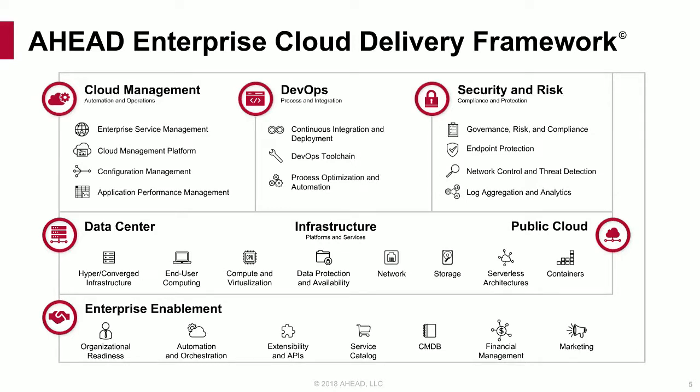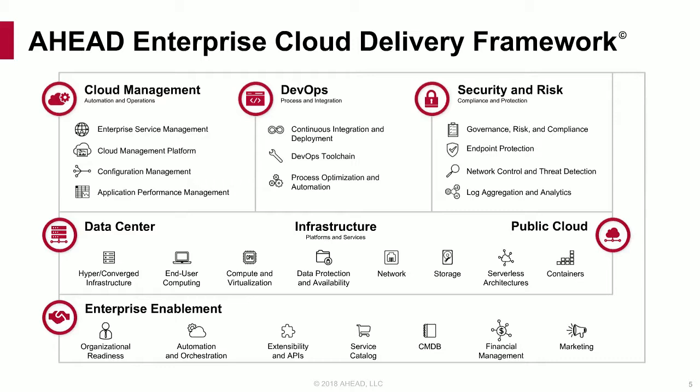So to begin with, let's start with why Terraform, and we'll start with our AHEAD Enterprise Cloud Delivery Framework. This is a blueprint that we work with when we work with all of our customers across cloud, whether that's from on-premises to Azure, where does DevOps fit in, et cetera. And there's 6 main areas to this that you can see. So we've got cloud management on the top left, DevOps, which we're not going to cover a lot of today. You'll see how this integrates with DevOps as part of some of the demos we show you, but that's more for a future discussion. Security and risk.